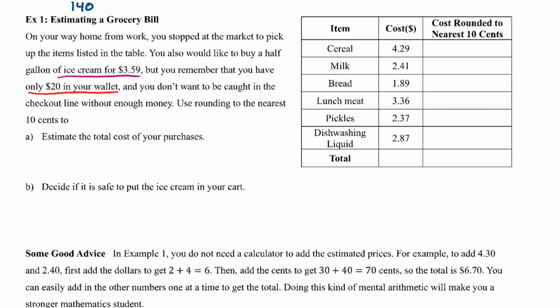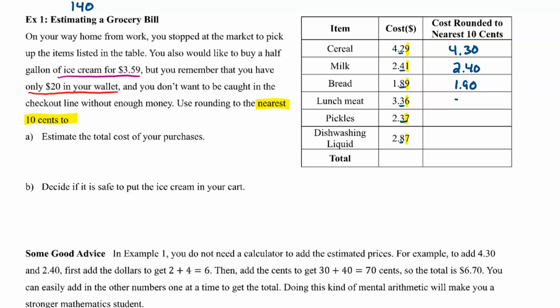So we're going to use our rounding skills to the nearest 10 cents, so that would be to the nearest 10th place, to estimate the total cost of the purchases. So looking at our 10th place in all of these, and then looking at what's sitting on the right to make that distinction about if we're rounding up or rounding down. So with cereal, rounded to the nearest 10 is going to be 4.30. Our milk to the nearest 10 is going to be 2.40. Bread to the nearest 10th is going to be 1.90.